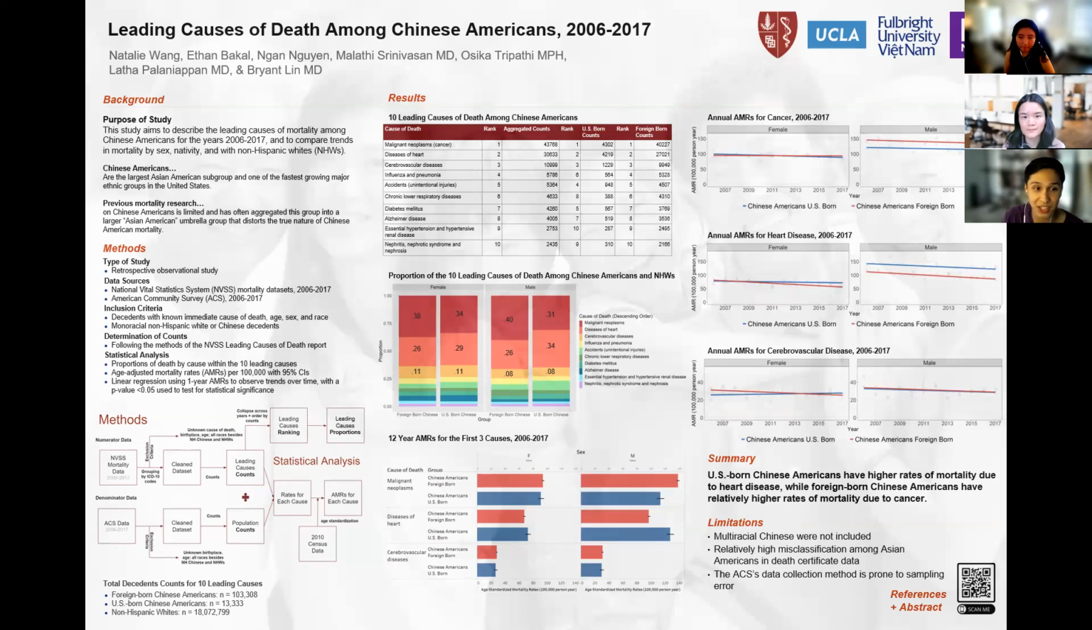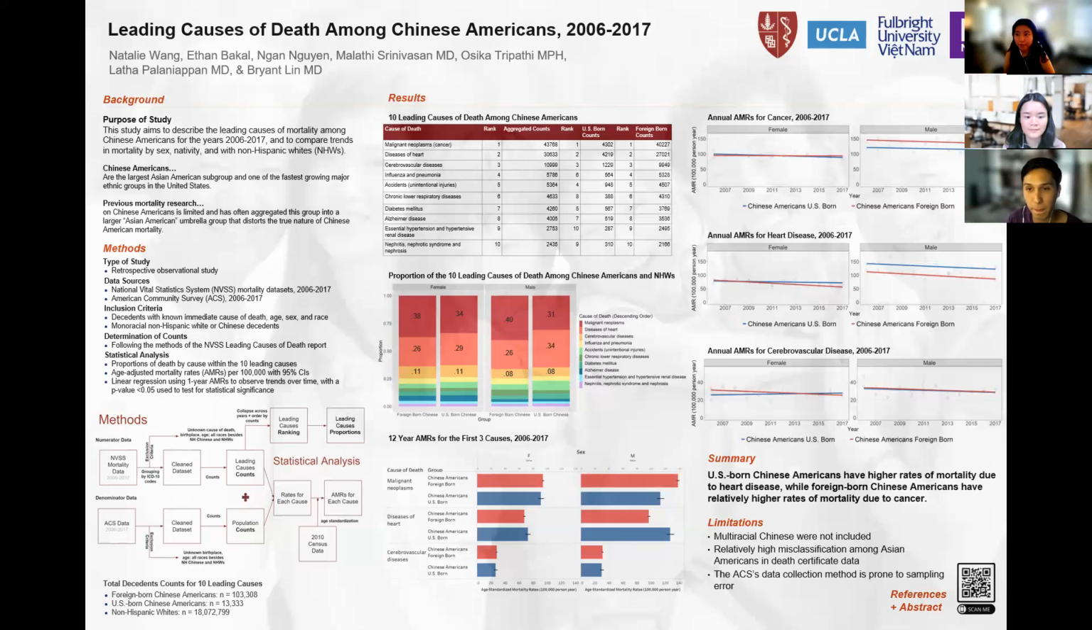And our statistical analysis was that we did a proportion of deaths by cause within the 10 leading causes, as well as AMRs per 100,000. And then we used 1-year AMRs to do linear regression to look at trends across time.